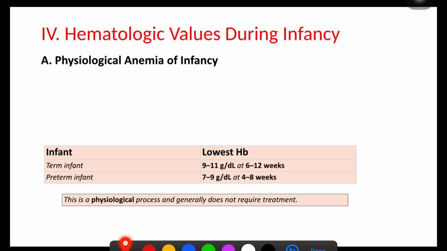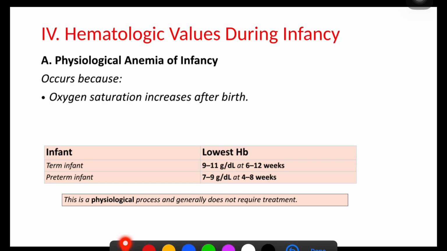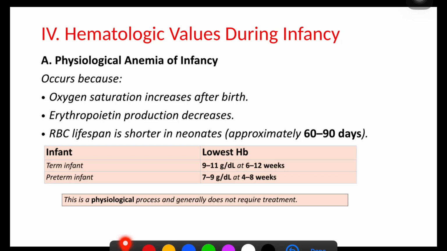So physiological anemia of infancy does not require treatment, and it occurs because oxygen saturation increases after birth and erythropoietin production decreases, as well as RBC lifespan is shorter in neonates, approximately 60 to 90 days, which in adults is 120 days.